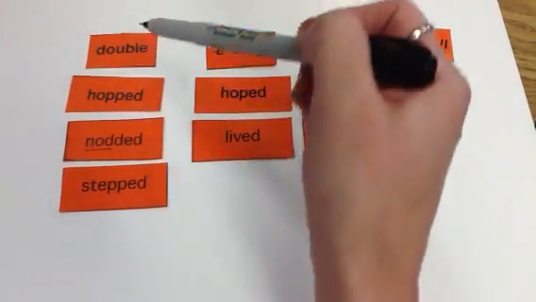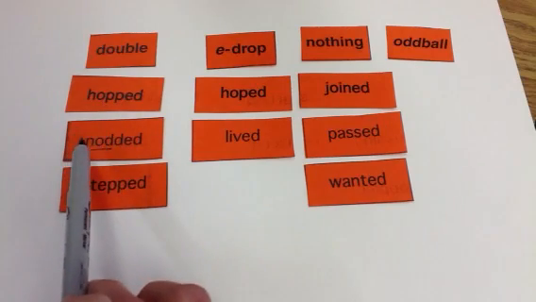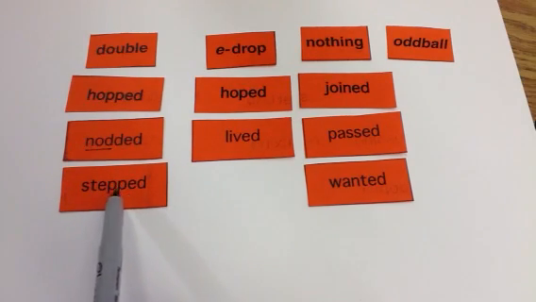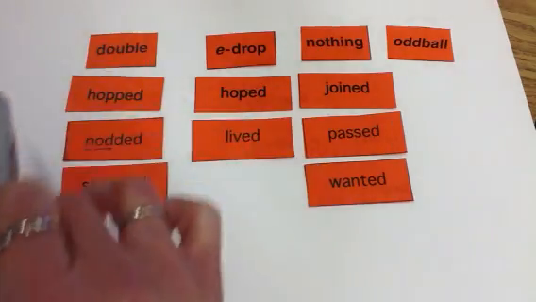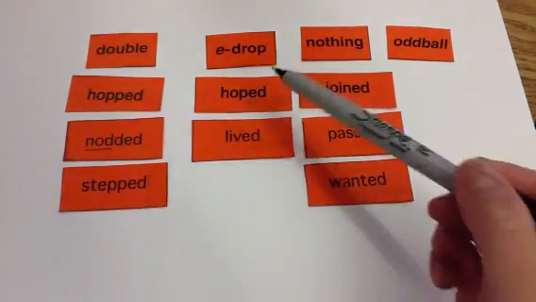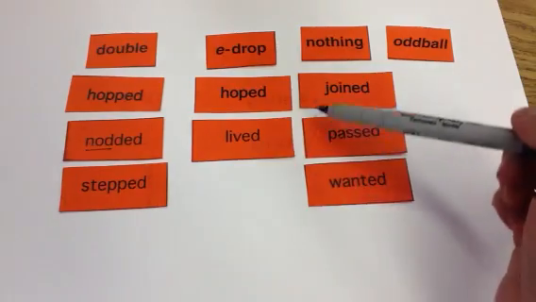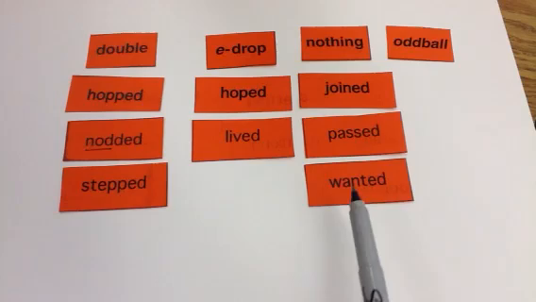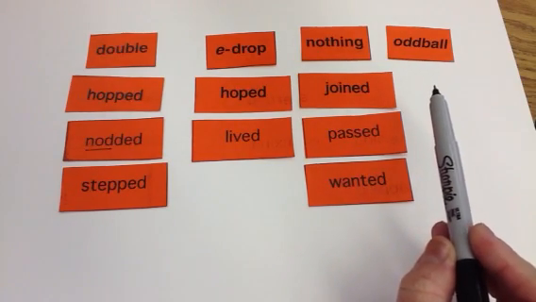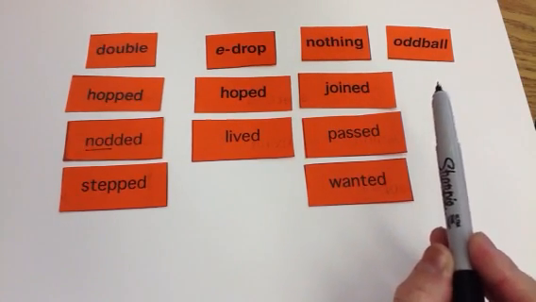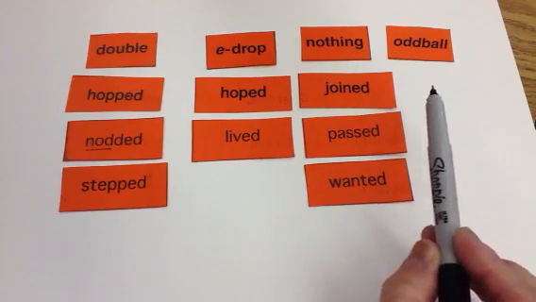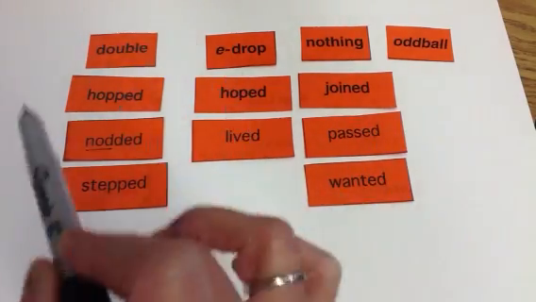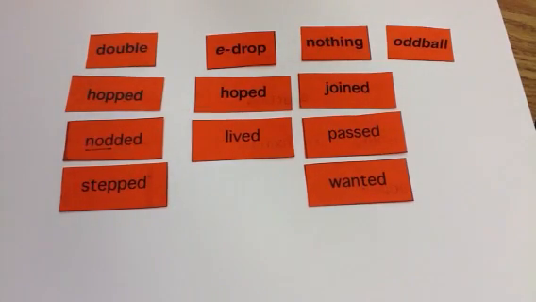So what I want you thinking about is, when we're doubling the consonant in the middle of the word, is there a rule that each of these words follow? Same with the E drop and the nothing category. There's also going to be two oddballs in this category, and I think you'll be able to find them once you determine the rules for each of these. Okay, finish your sort, write it in your journal, and good luck. Be prepared to discuss your findings with your teammates.